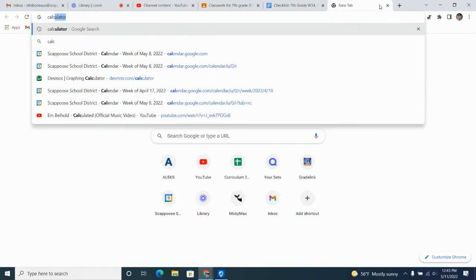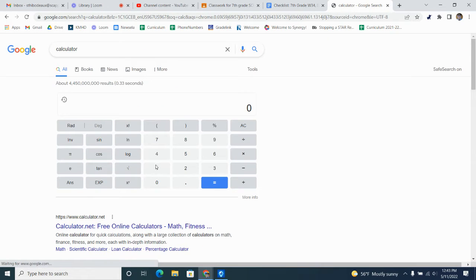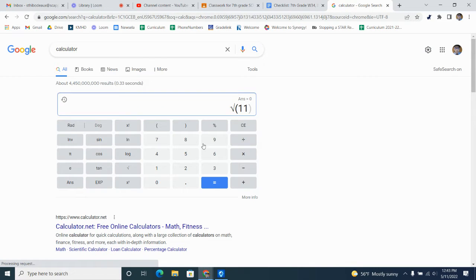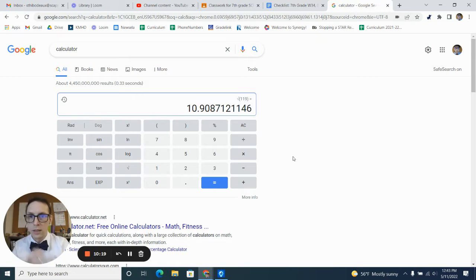Throw it in your calculator. Square root of 119 is 10.9. So b equals 10.9. Okay. All right. Okay, you should be able to solve the rest of it.